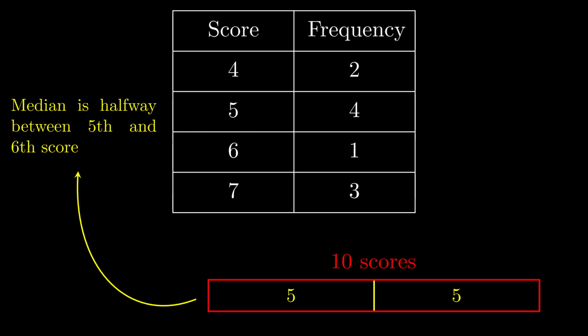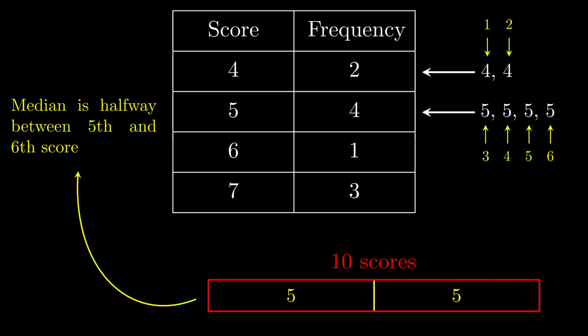So you can go across and count, so you know that there's the 2 4s and the 4 5s, and so here's your first score, second, third, fourth, fifth, and sixth, and so the median should be halfway between the 5th and the 6th, which is really just 5. So by counting the number of scores, we can locate where the median should be and then read down our frequency table to work it out.